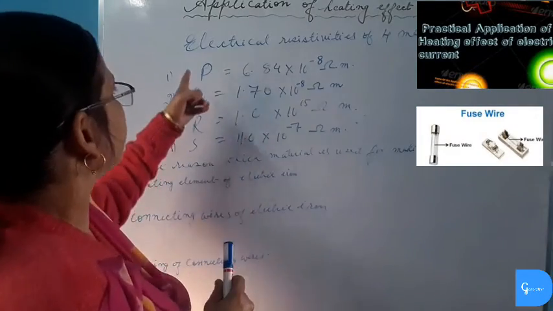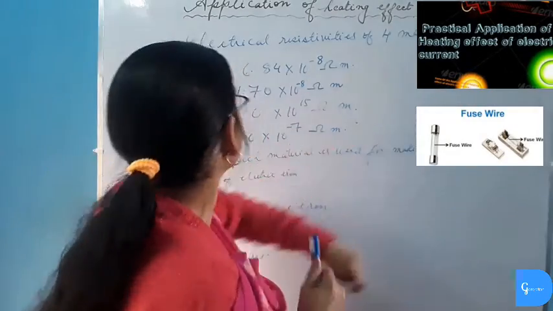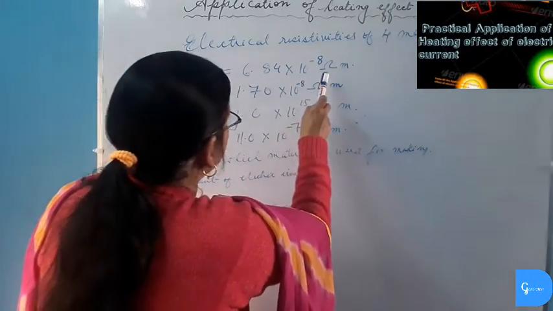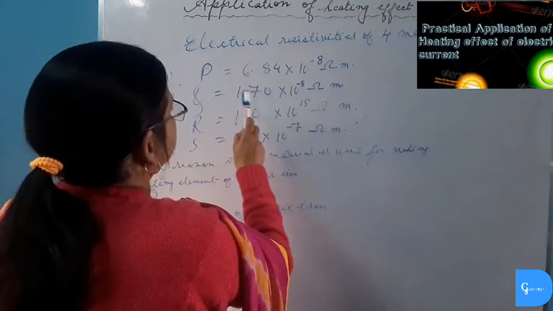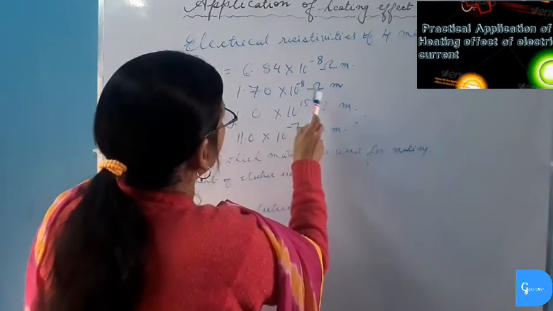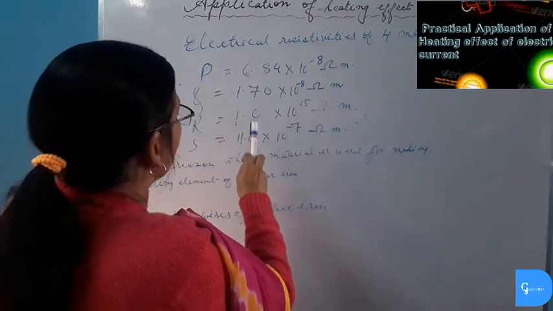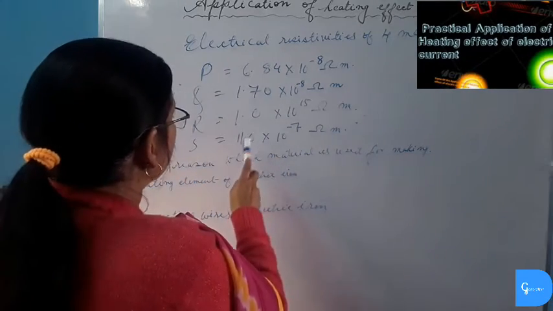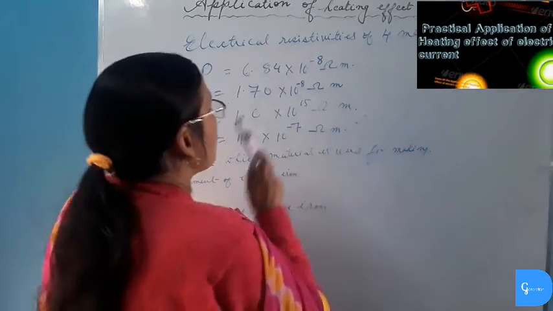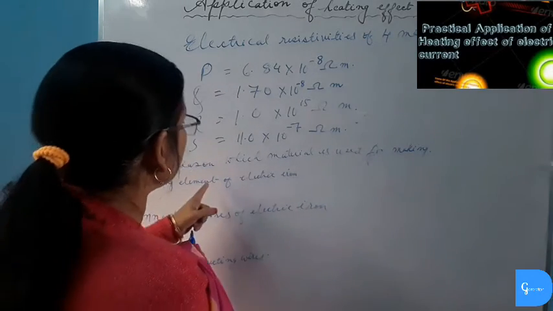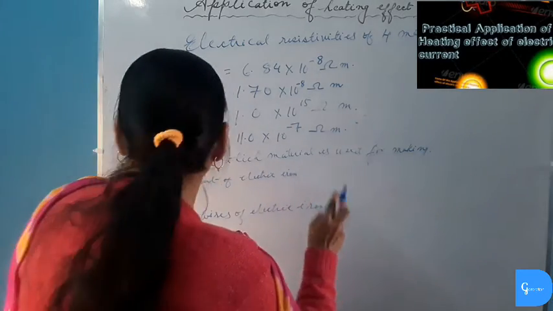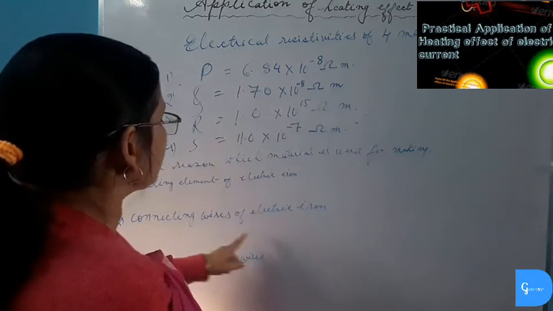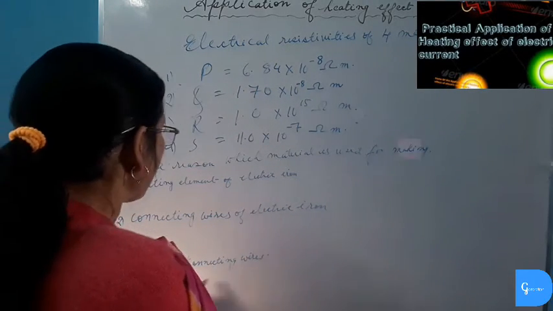In this question, the electrical resistivities of 4 materials are given. P has a resistivity of 6.84 into 10 to the power minus 8 ohm meter. Q has 1.70 into 10 to the power minus 8 ohm meter, R has 1.0 into 10 to the power 15 ohm meter, and S has 11.0 into 10 to the power minus 7 ohm meter. Now we have to give reason which material is used for making: number 1, the heating element of an electric iron, number 2, connecting wires of an electric iron, and number 3, the covering of connecting wires.